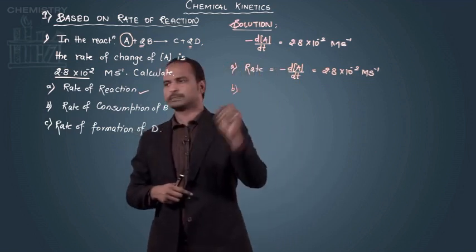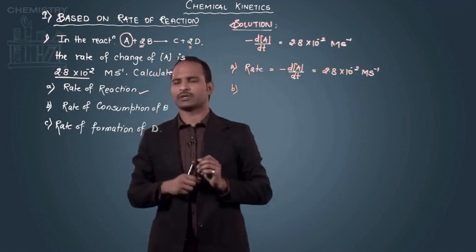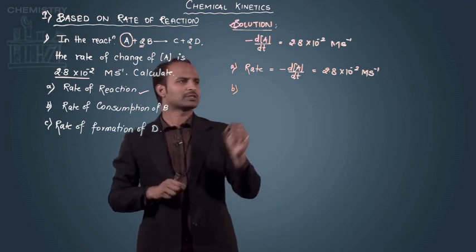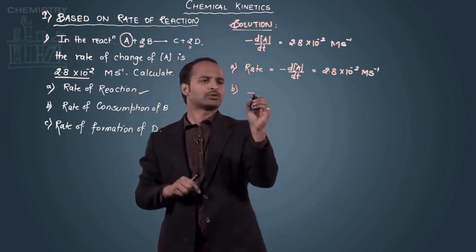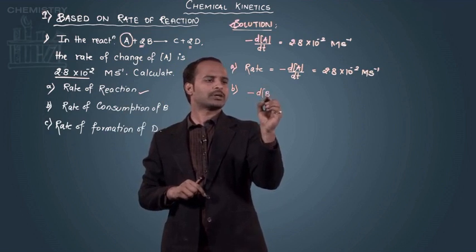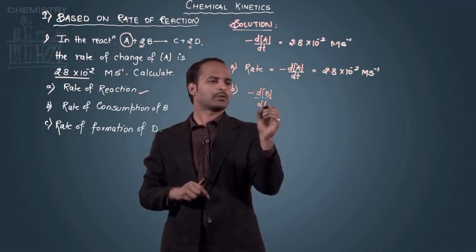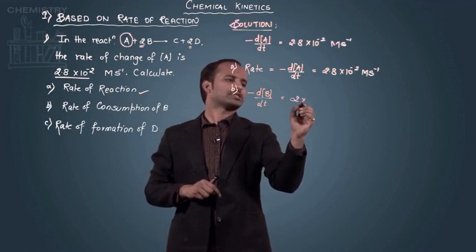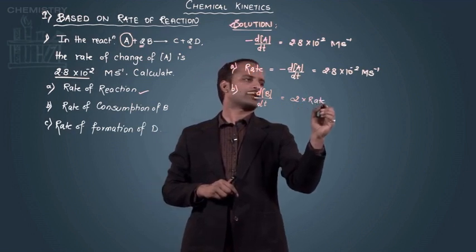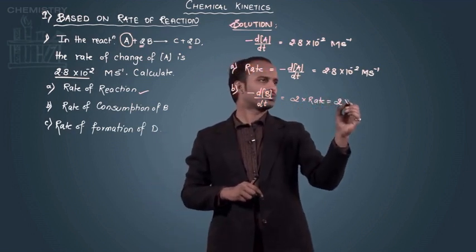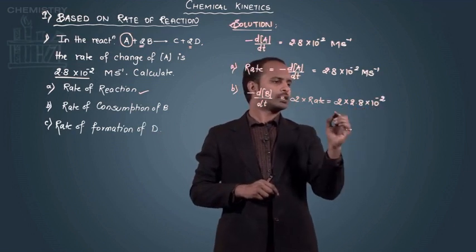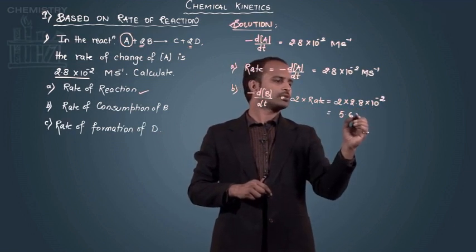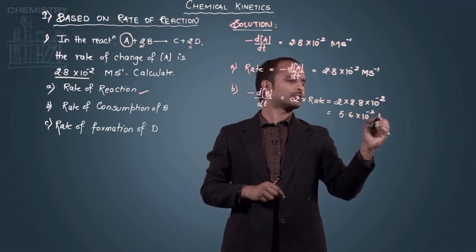Then B, we have to calculate the rate of consumption of B. So rate of consumption of B, as I said, B how many moles? 2 moles. So consumption, so it's minus dB by dt. It is going to be twice the rate of reaction. So the rate of reaction is this, so it is going to be 2 into 2.8 into 10 raised to minus 2, that is equal to 5.6 into 10 raised to minus 2 molar per second.